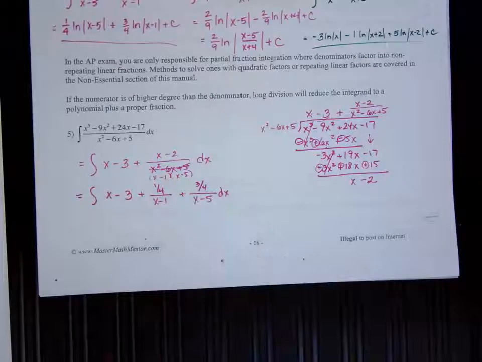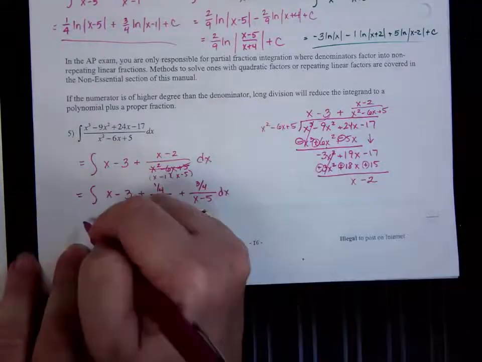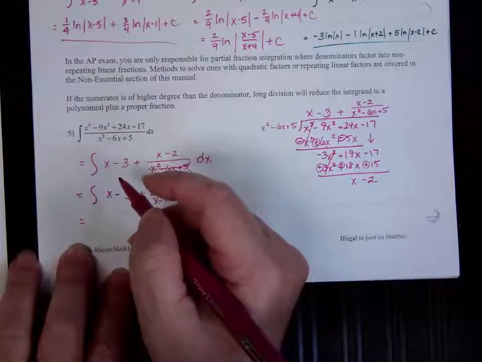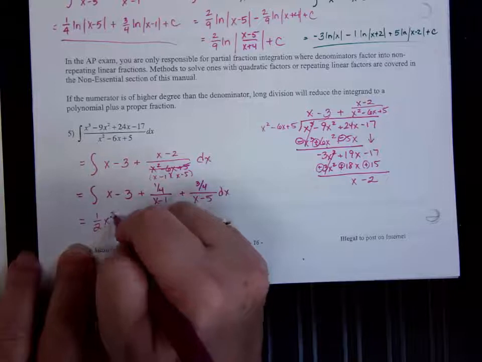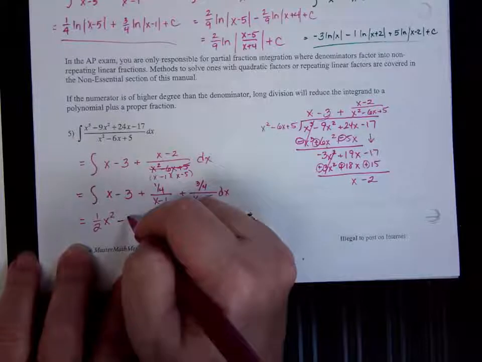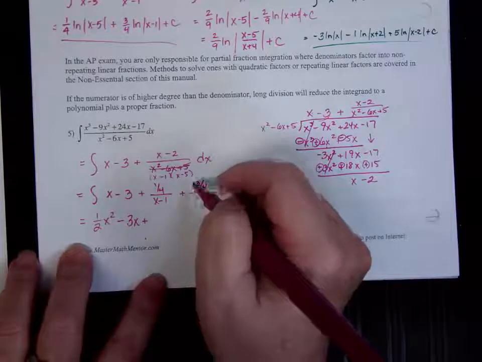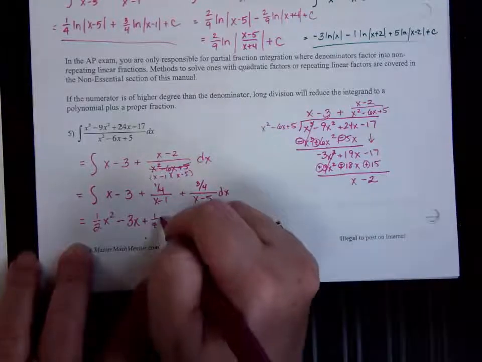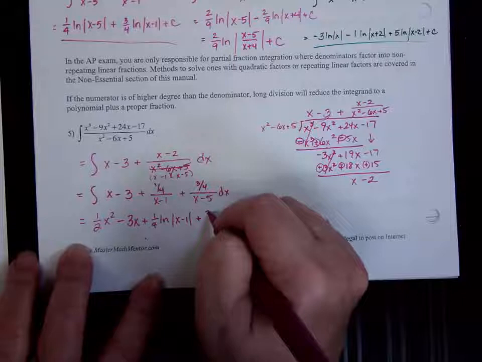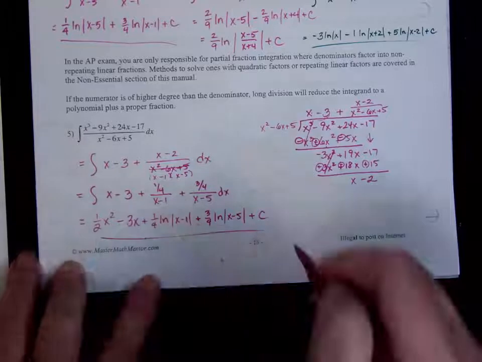All right. So we should have gotten 1/4 for the numerator of the first fraction, 3/4 for the numerator of the second fraction. So now we're ready to integrate. Tell me again, what is the antiderivative of x? 1/2 x squared minus the antiderivative of 3, 3x, plus, now these two fractions are like the ln fractions we've been doing all along. 1/4 ln absolute value of x minus 1 plus 3/4 ln absolute value of x minus 5. Don't forget your plus c, and you're done.